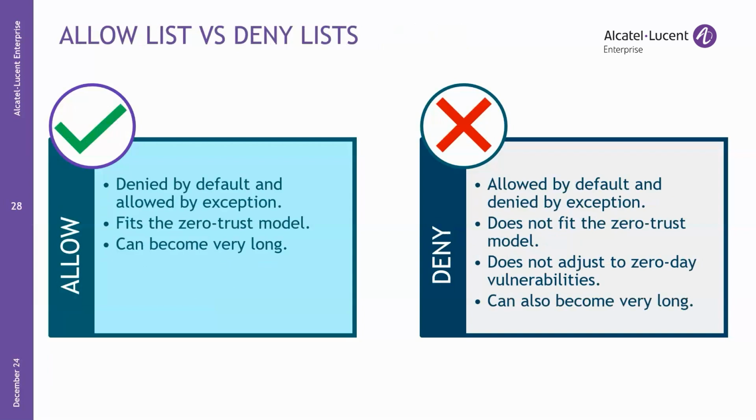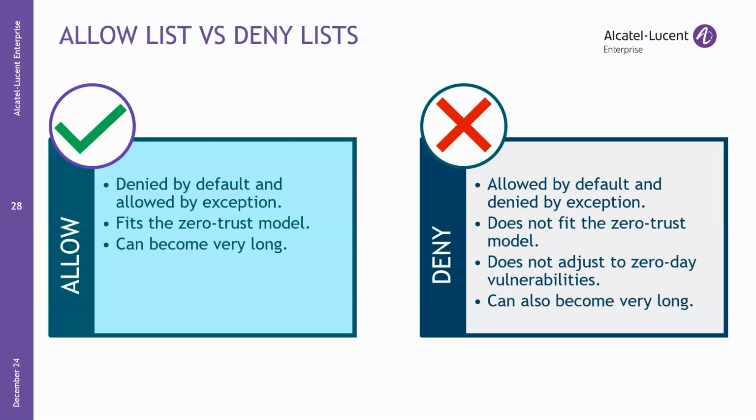Another point is that there are two ways of building policy lists, whether we are talking about ACLs or firewalls. An allow list is a restrictive policy that denies by default and only allows specific traffic. So it's a list of allow statements with a default deny at the end. This is what is required in the Zero Trust architecture. However, note that an allow list can become very long when multiple different traffic flows need to be allowed.